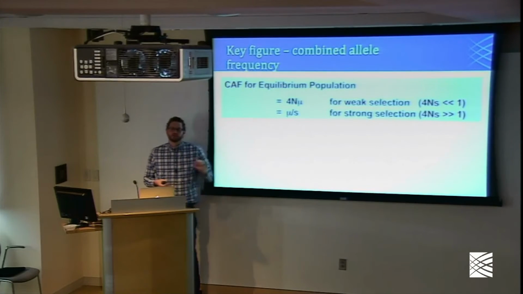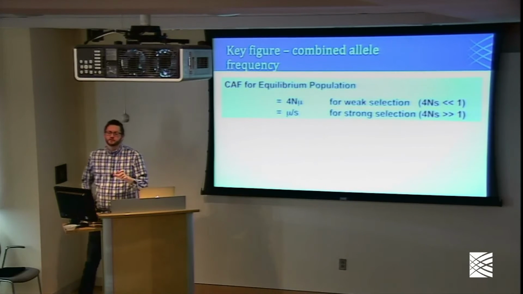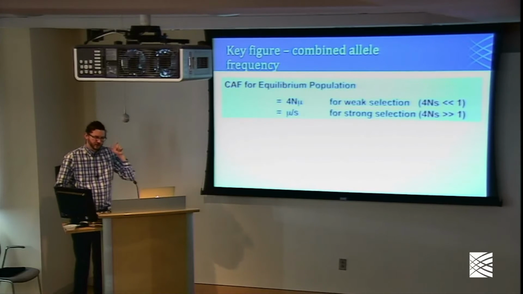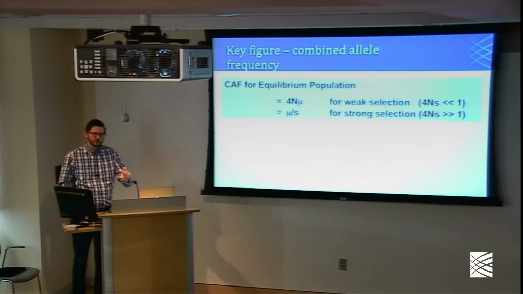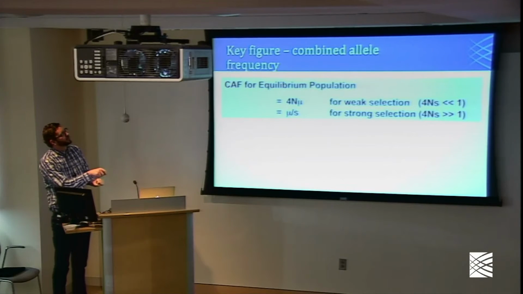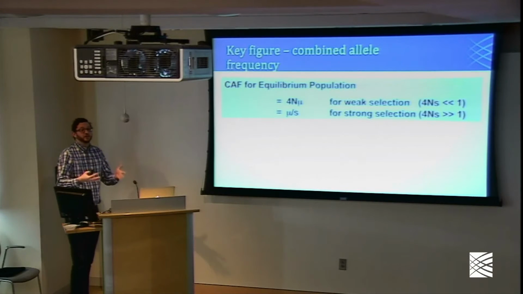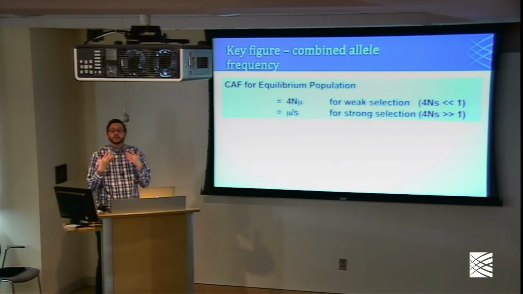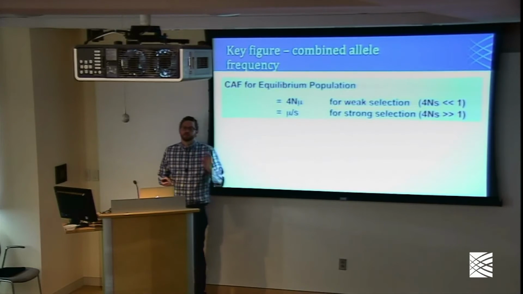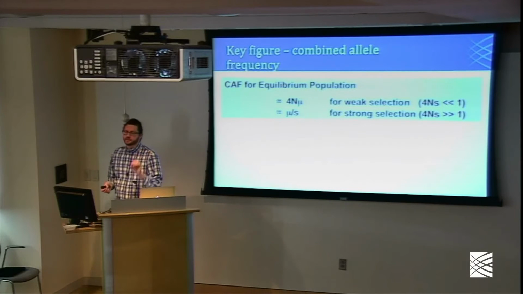Then we have strong selection. These are mutations where S is quite large, that is to say the mutations are being worked out of the population very rapidly and very aggressively. In that kind of circumstance, we transition to a regime that is basically mu over S. Now, the most intuitive way to think about mu over S is to think about what happens if a mutation knocks out fertility altogether.